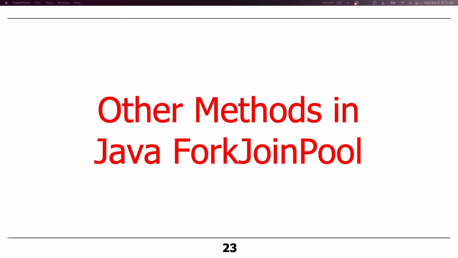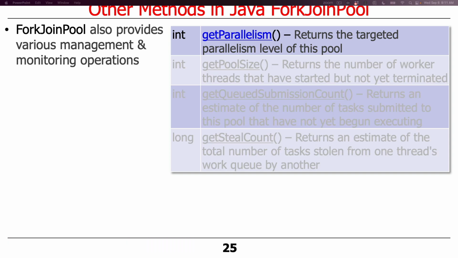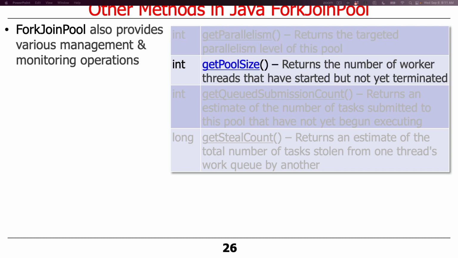There are a bunch of other methods in the Java fork join pool. I'm going to mention a couple of them because we're going to use them in some example case studies later. I just want to make you aware of them. They're not as important, but they're kind of fun and interesting. So these are used to manage various things. We have getParallelism. If you call that on a pool, it'll tell you how many threads there are in that pool. getPoolSize returns the number of worker threads that have started but are not yet terminated.